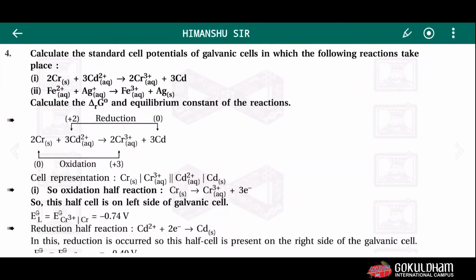So the reaction shows that with 3Cd2+ and 2Cr3+, on the left hand side as well as the right hand side, there is a total difference of 6 electrons. The difference is 6 electrons.